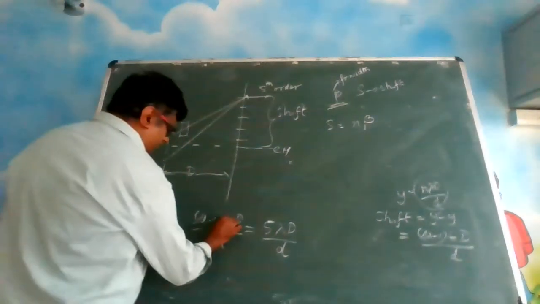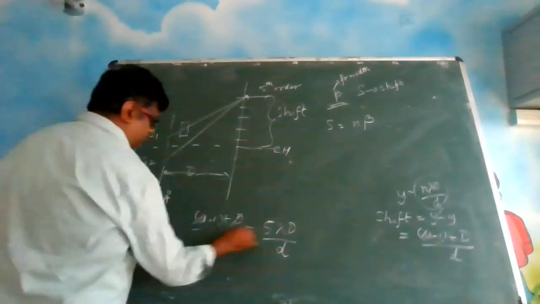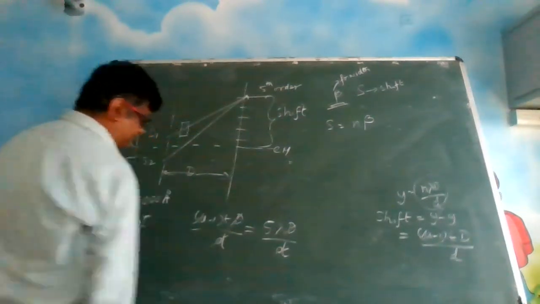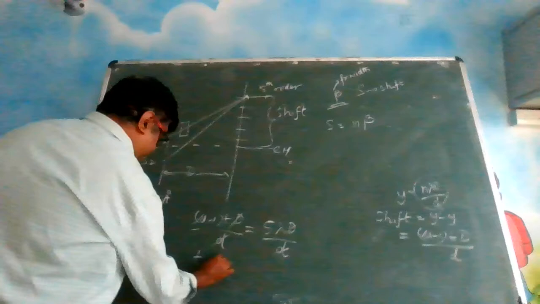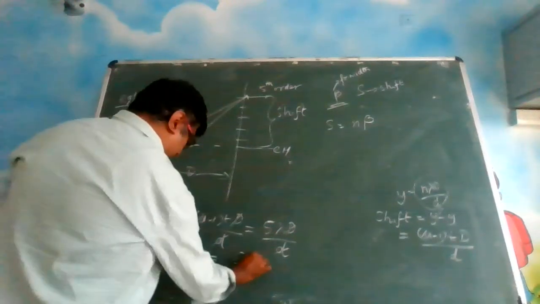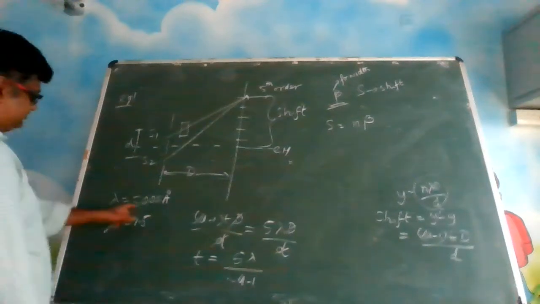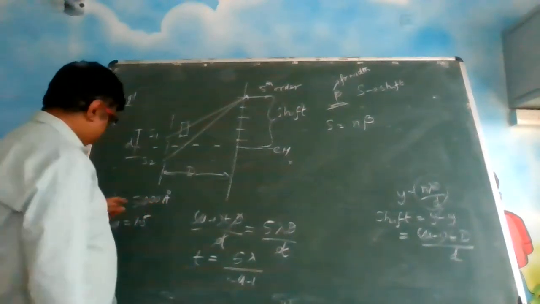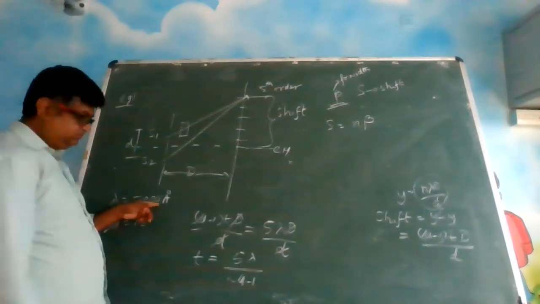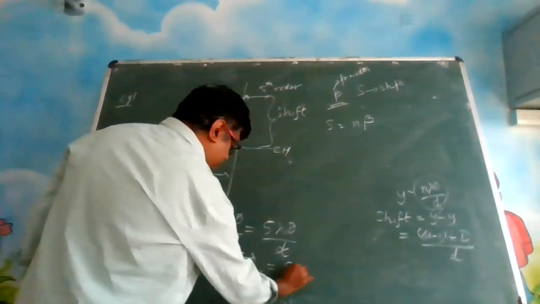So we have to find out what is the t value. So small d cancels. So t is equal to 5 lambda divided by mu minus 1. In the question, the lambda is given in terms of angstrom, so we will calculate in terms of angstrom.